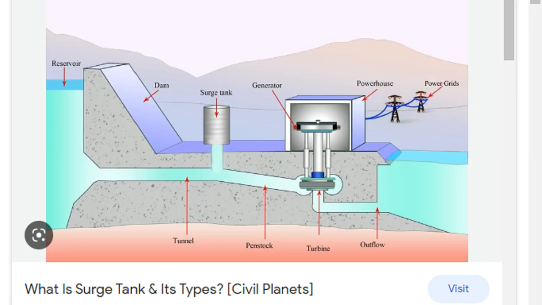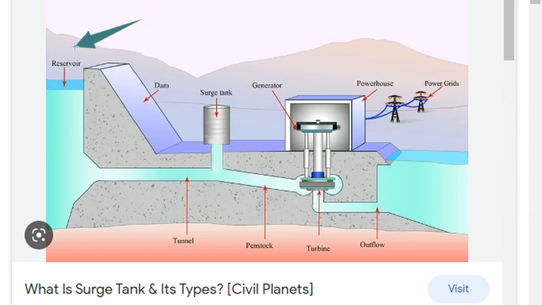Renewable energy in a water supply system is energy obtained from renewable resources that are naturally replenished on a human time scale. So what are the renewable resources? It can be sunlight, wind, okay. And if I talk about the surge tank, we have a reservoir which is always full of water.